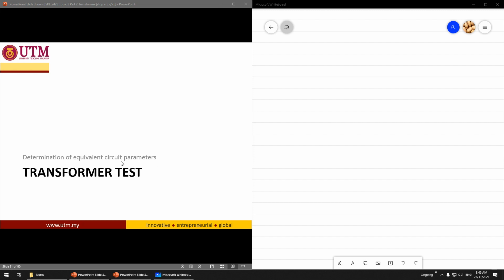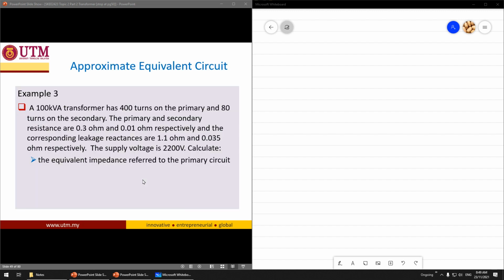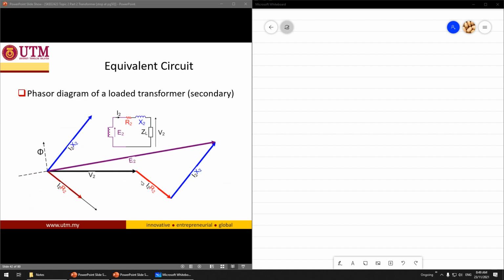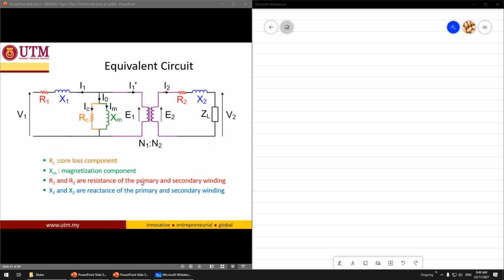Okay, welcome. So today we continue with the transformer, which is the transformer test. If you recall before, you have R1, R2, X1, X2, RC and RM. These parameters are theoretical, so basically you will not obtain them easily. You cannot just obtain them from the datasheet, usually not available.